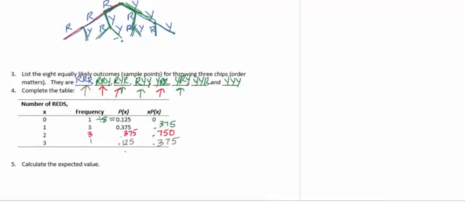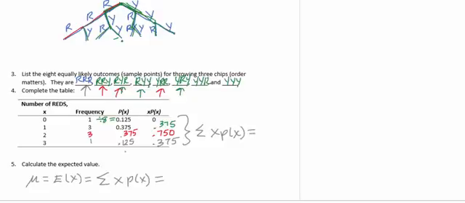To calculate the expected value, mu is equal to E of x. And that means we're looking for the sum of our x times the probability of x. So we need to go back to this last column and find the sum, which is 1.5. So this represents $1.50. So how does $1.50 fit into this carnival game?